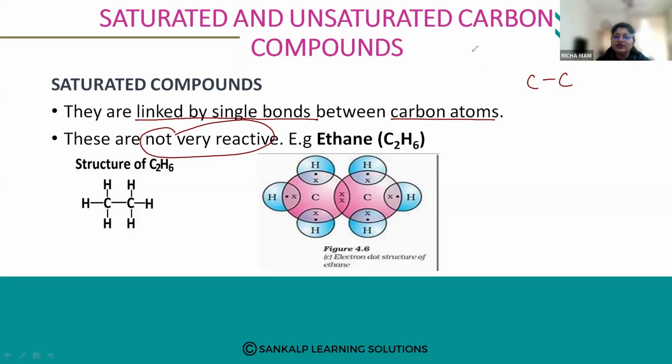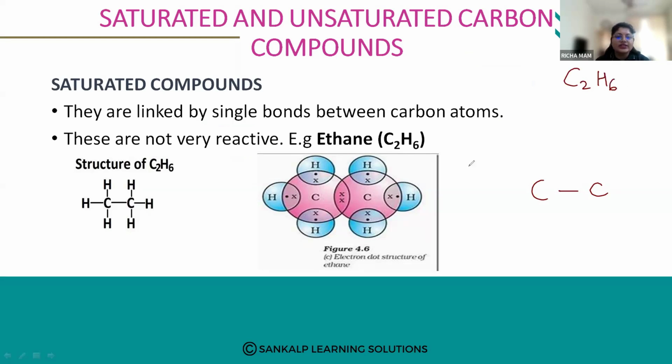An example is ethane, with a carbon-carbon single bond. The formula of ethane is C2H6. So let me write it: there are two carbon atoms, C2H6.